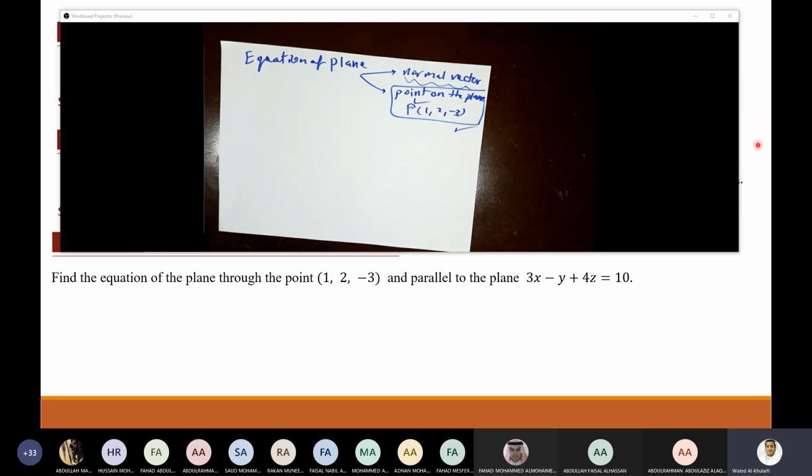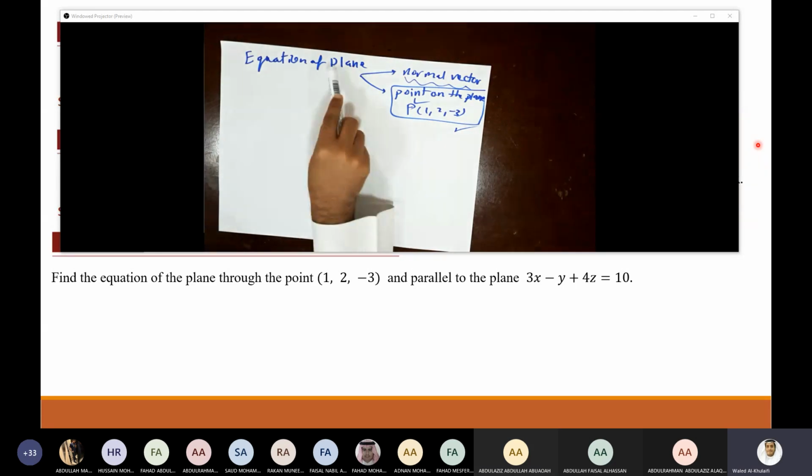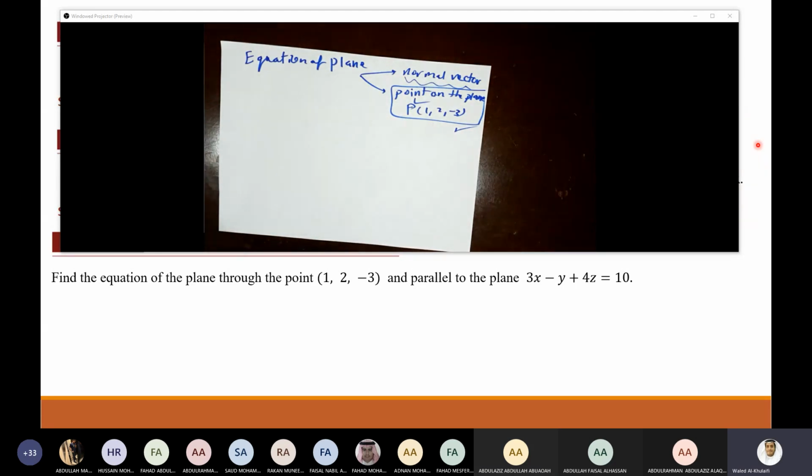A vector going out of the plane. I need a vector normal to the plane, so I can write the equation of the plane. Where will I get this normal vector?